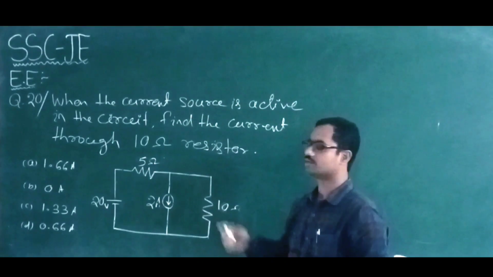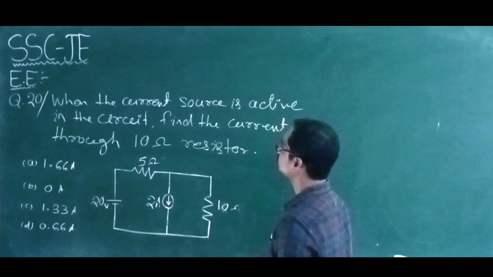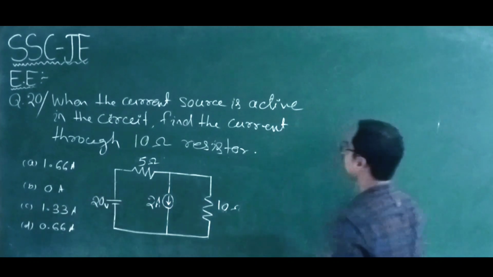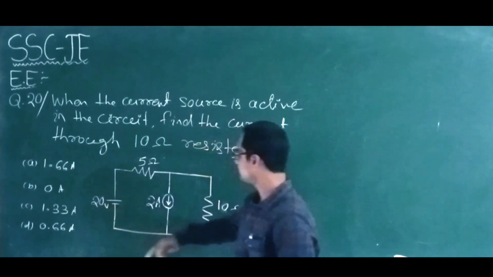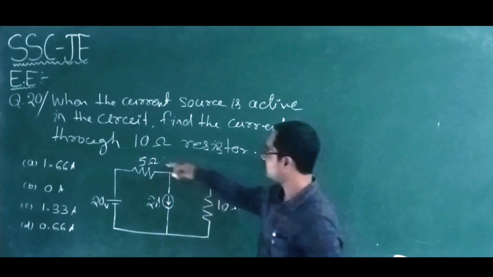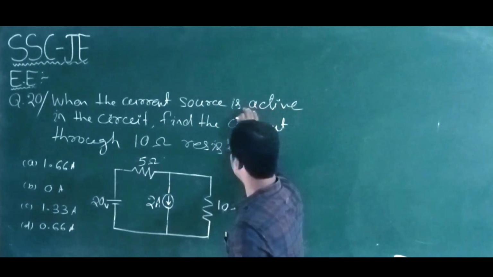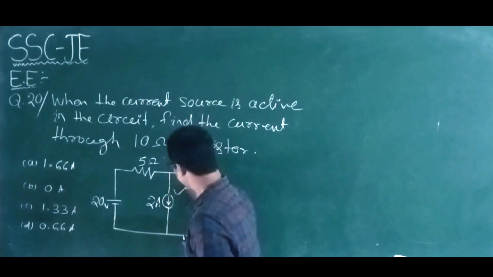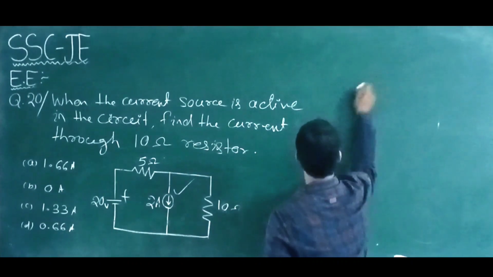So coming to the next question, question number 20. When the current source is active in the circuit, find the current through the 10 ohm resistor. The circuit is like this: a 20 volt supply, a 2 ampere current source, a 10 ohm resistance and a 5 ohm resistance. If the only active source is the current source, then the voltage source will be inactive. So I am drawing the circuit.